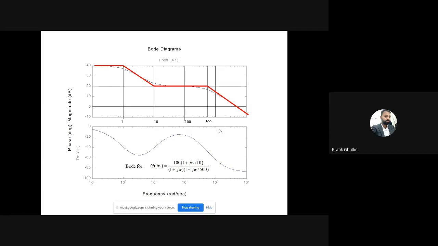So the Bode plot for G(jω) = 100(1 + jω/10) over (1 + jω)(1 + jω/500). On the x-axis we have the frequency in radians per second, and on the y-axis we have the phase or the magnitude in dB. The red line shows what we have drawn as per the text, and the blue line shows the Bode plot drawn in MATLAB.